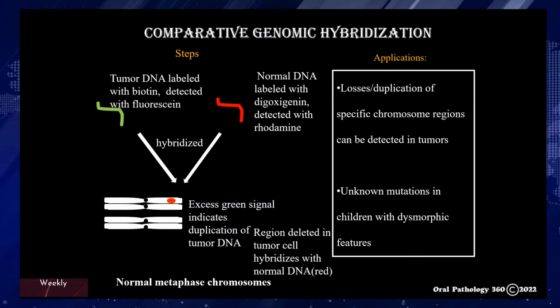Comparative genomic hybridization. In this method, tumor DNA labeled with biotin is detected with fluorescent marker in green, and normal DNA labeled with digoxigenin, detected with rhodamine, is marked in red. Both samples are hybridized together on a metaphase spread of chromosomes. The region of deletion in the tumor cell hybridizes with normal DNA marked in red.